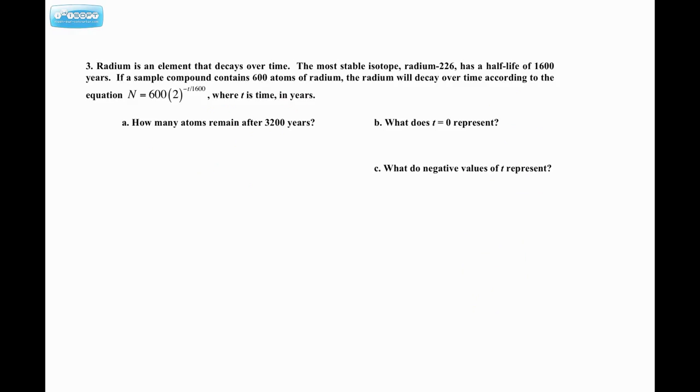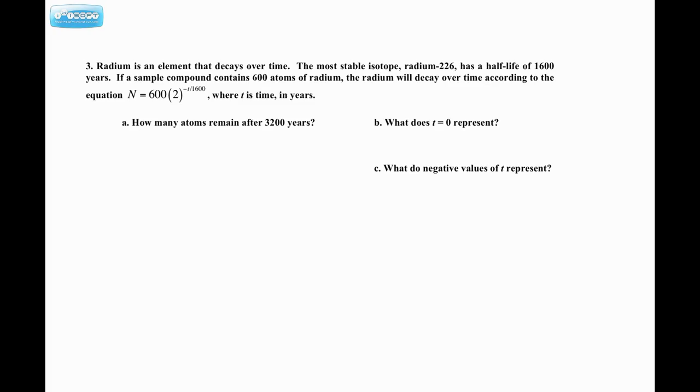Question 3. Radium is an element that decays over time, means it's not stable. The most stable isotope, called radium-226, has a half-life of 1600 years. If a sample compound contains 600 atoms of radium, the radium will decay over time according to the equation n equals 600 times 2 to the power of negative t over 1600. Oh, that's a mouthful. Where t is time in years.